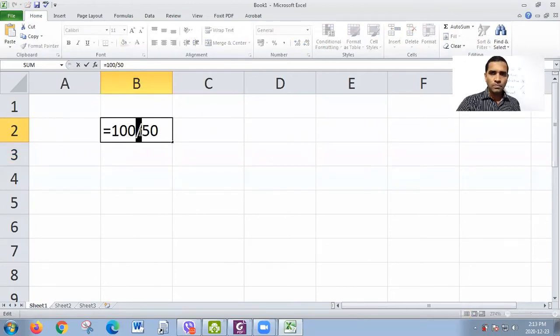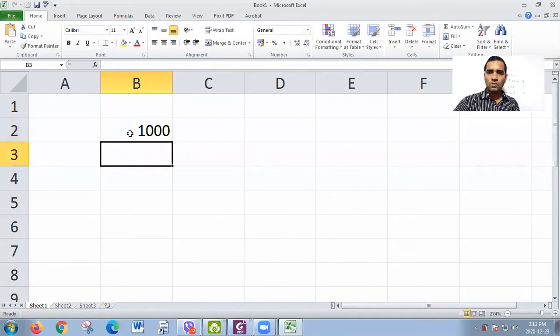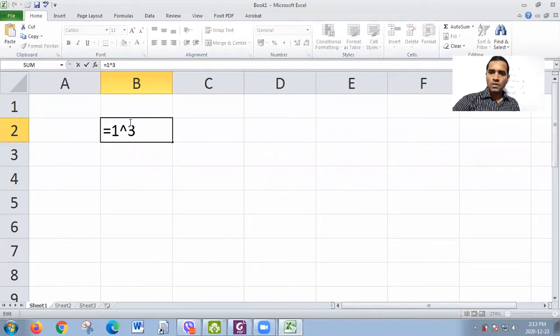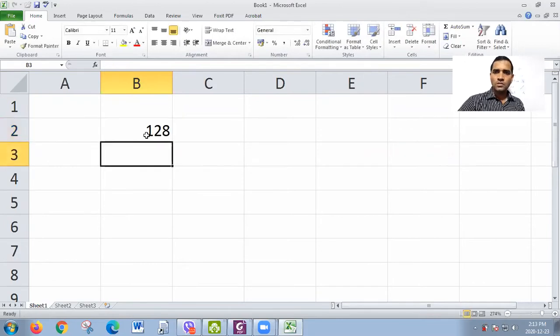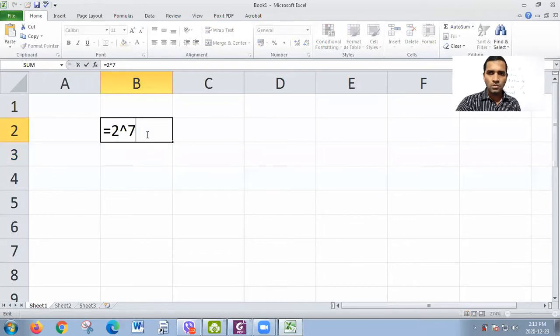This is division. But if I put 10 caret symbol and a 3 or something, right? So now 10 to the power 3, right? So it must be 1000. Okay, it is 1000. So if I type 2 to the power 7 or something, 128, right? So it is 128. Got it? So these are the operators to be used in spreadsheet.